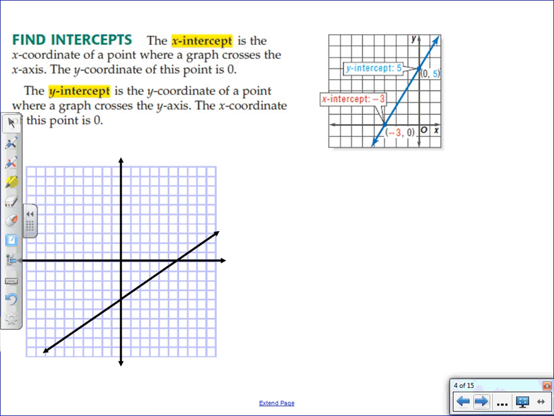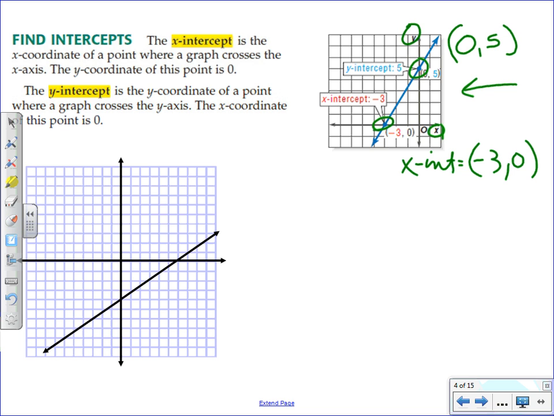The x-intercept is the x-coordinate of a point where a graph crosses it. So if we look at this graph right here and we want to see what the x-intercept is, we look to see where it crosses the x-axis. It crosses the x-axis at -3, 0. So the x-intercept is -3, or -3, 0. I would also accept it written as an ordered pair, either way. The y-intercept, in this case, is where it crosses the y-axis, or 0, 5.